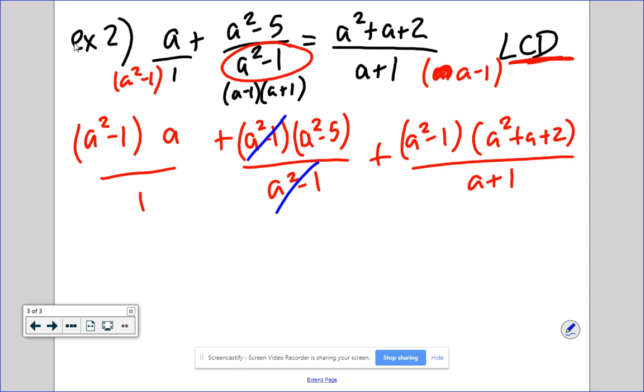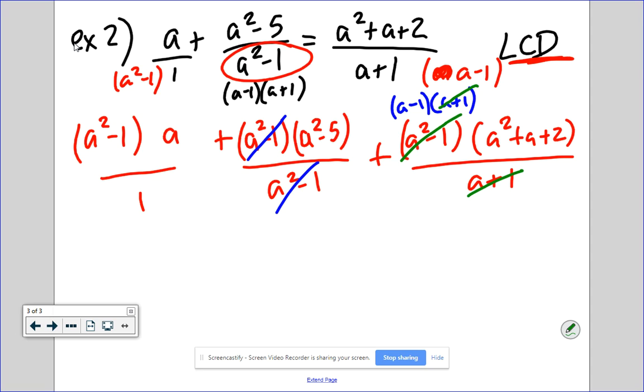What can I cancel here? A plus 1, right? Because really, a squared minus 1 is a minus 1 times a plus 1. So I can cancel that and that. Wouldn't it only just be a minus 1 then? Yes, that's all that's left. So it'd be a minus 1 times a squared plus a plus 2.